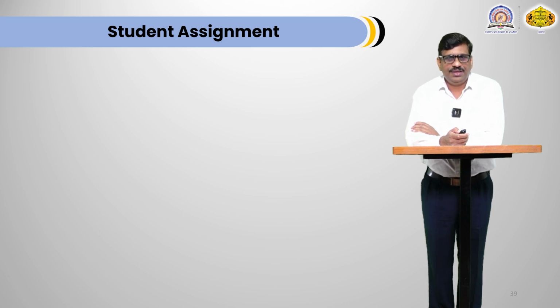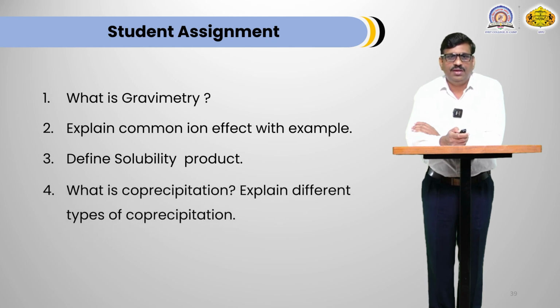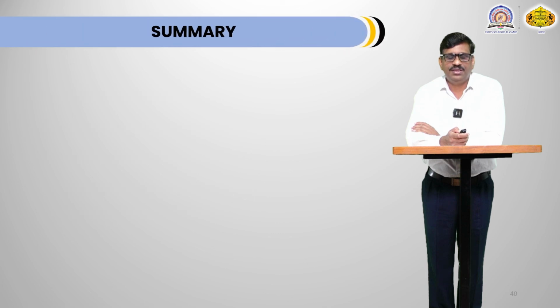Now, student assignment. On the basis of today's discussion, you have to write the answers of these questions and send them to my Google Classroom. First question, what is gravimetry? You have to explain the process in detail. Second, explain common ion effect with example. You have to define common ion effect and explain it with an example. Third, define solubility product. And fourth, what is co-precipitation and what is post-precipitation.